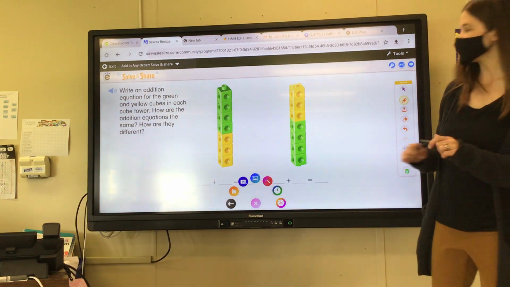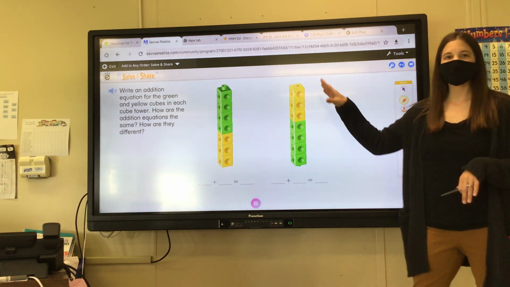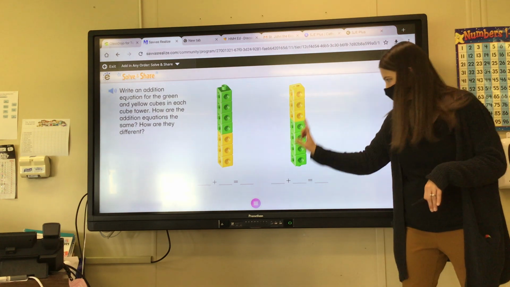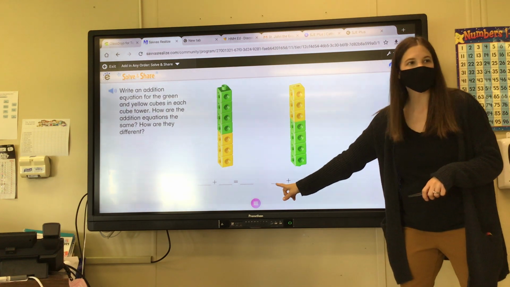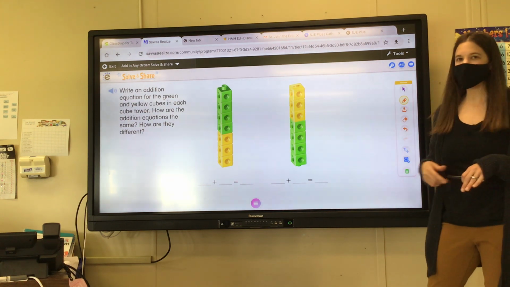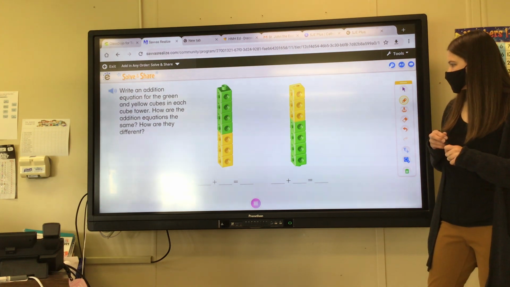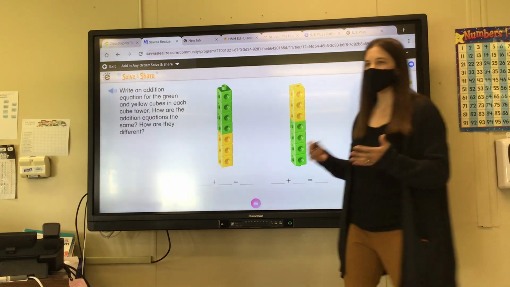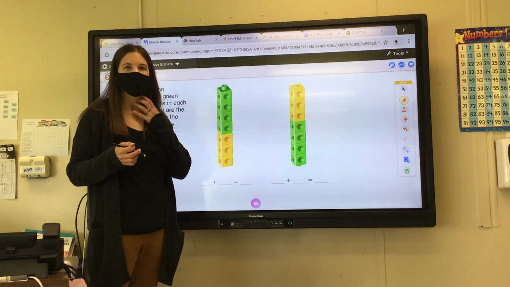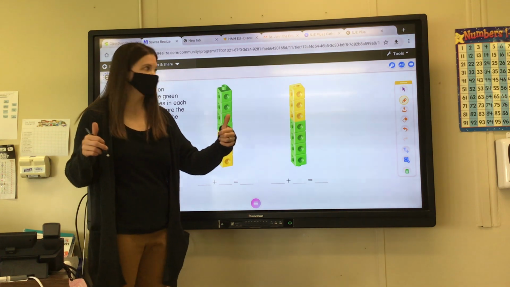Okay, so 4 plus 3 equals 7. Come over to this cube tower. It just has the cubes in a different order. So how many yellow are first this time? 3. Write that here in the first spot. Plus, how many are green? 4 equals how many altogether? 7. All right, so the sum is the same. It's the same number of cubes, just the order of how they wrote how many cubes there were changed. Okay, got it? Thumbs up.